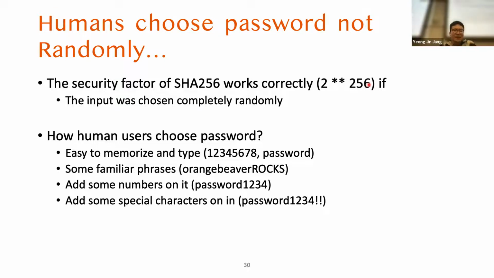That's how cryptographers have proven. But the problem is that human users choose passwords from something easy to memorize and easy to type, combining some familiar phrases or words, attaching some numbers, like the last 4 digits of the phone number or birthday, and then special characters or mother's maiden name, information that somebody else can easily identify that could be used in the password.